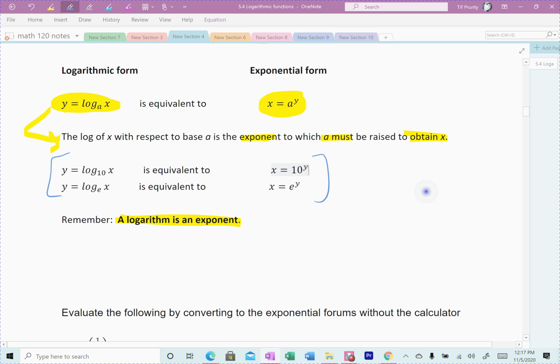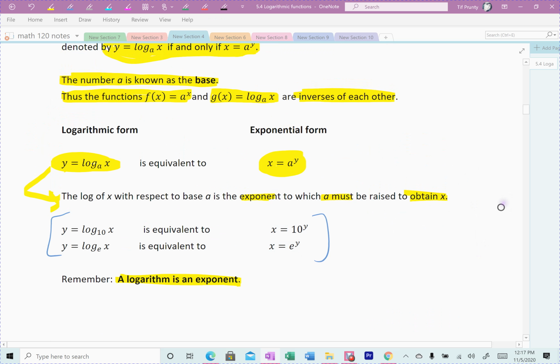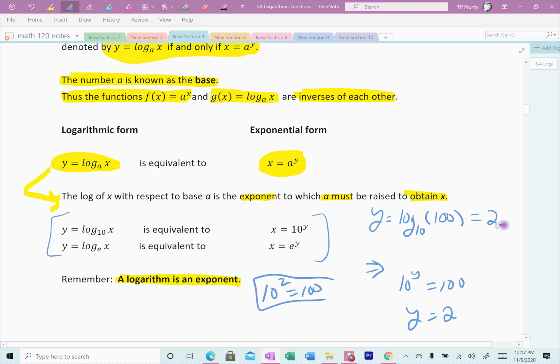Just to do a simple example, y equals log base 10 of 100 is equivalent to 10 to the y equals 100. What does y have to be? What do I have to raise 10 to in order to make it equal 100? It has to be 2, right? 10 squared equals 100. And so that logarithm is equal to 2.